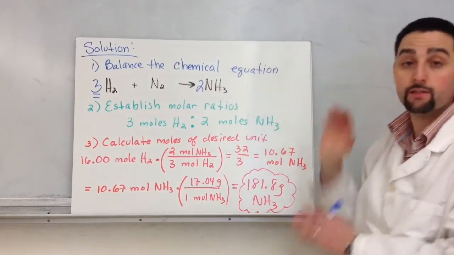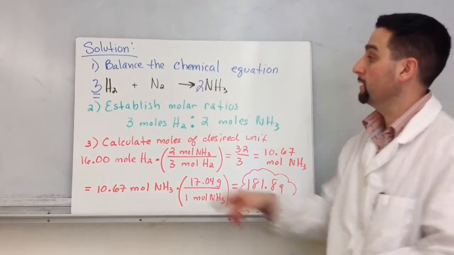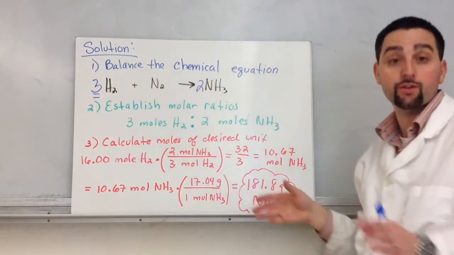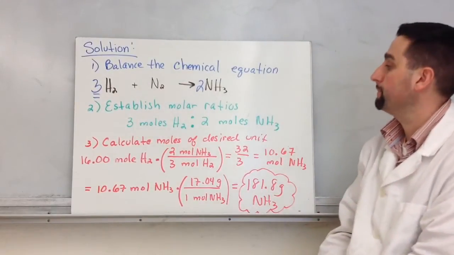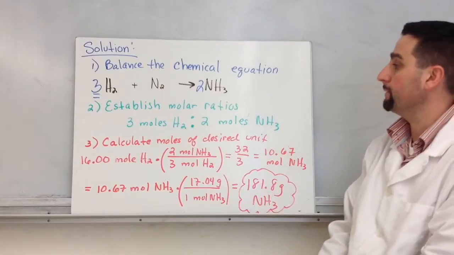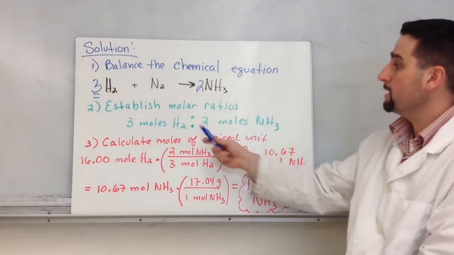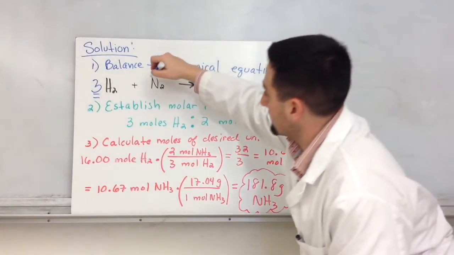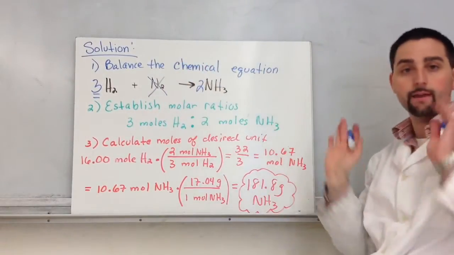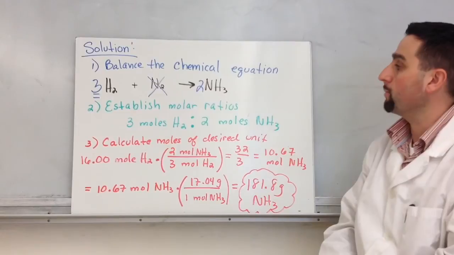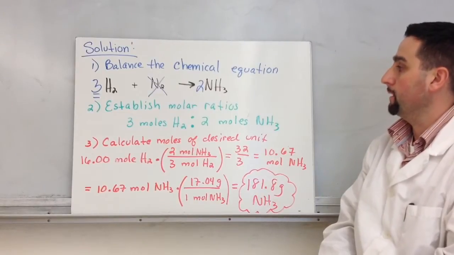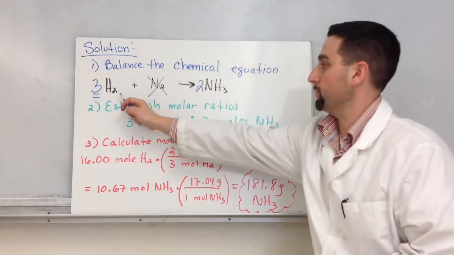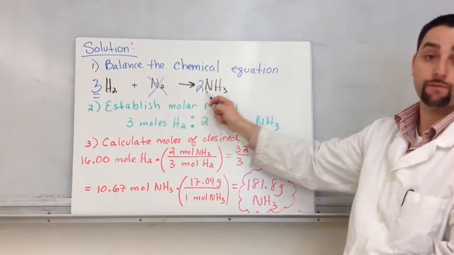Okay, so that's our first step. That's a starting point. We have a 3 to 1 to 2 ratio. That's good. That's where you want to be right now. Look at number 2 here in green marker. Establish your molar ratios. I know that N2 is in excess, so I'm not going to focus on that. It's not part of the problem. I know that there's 3 moles of H2, and that's going to get us 2 moles of ammonia.